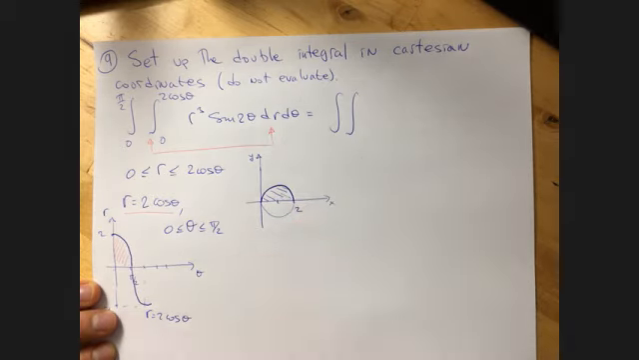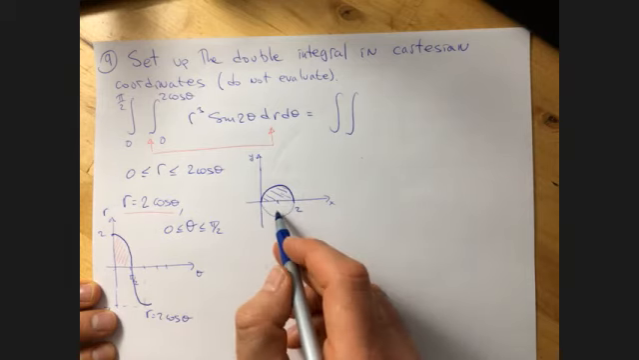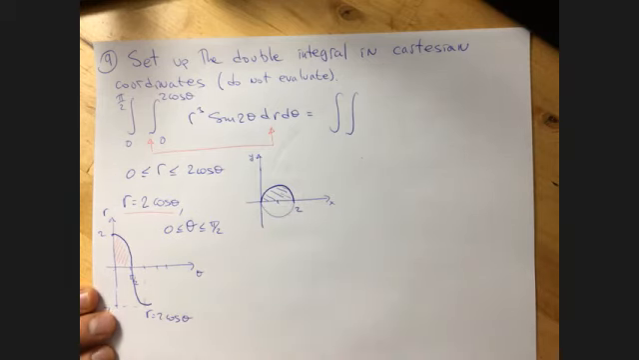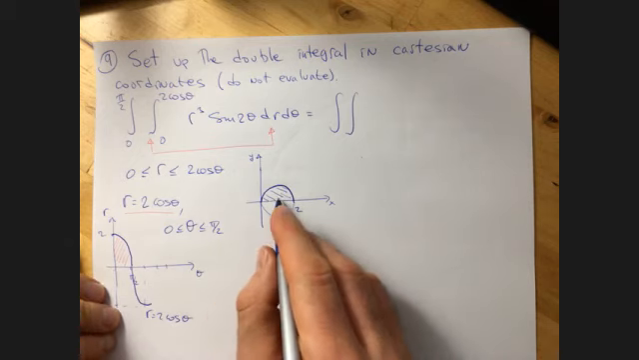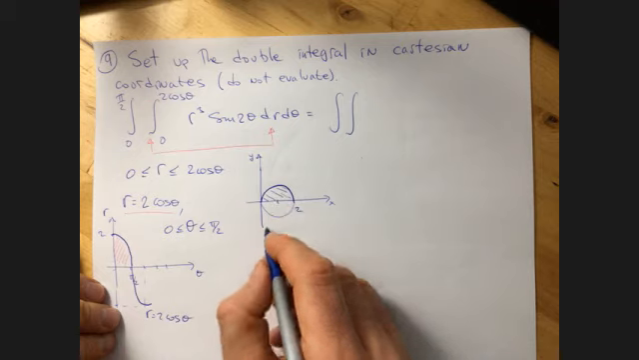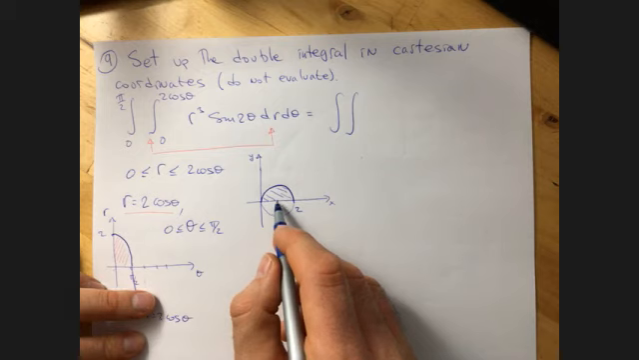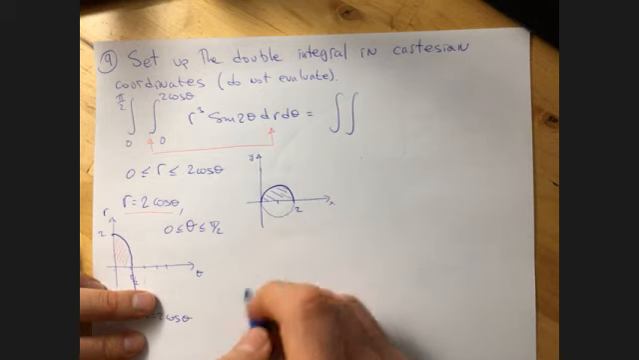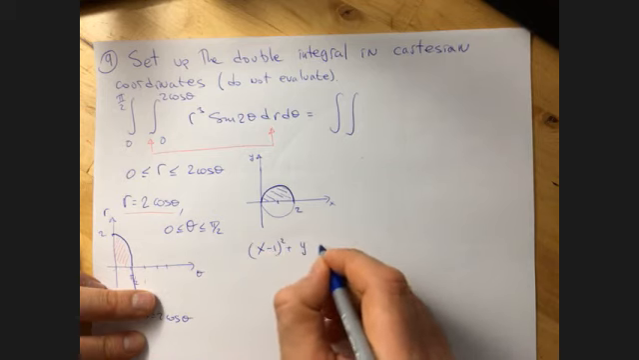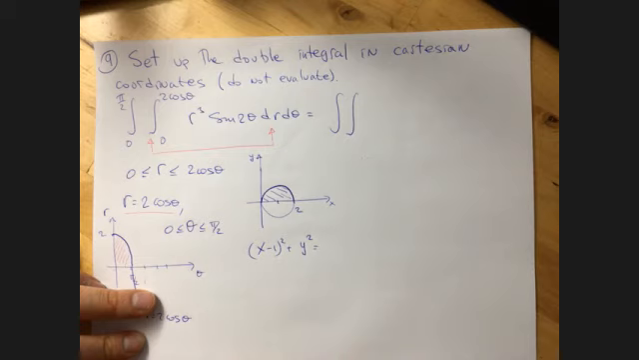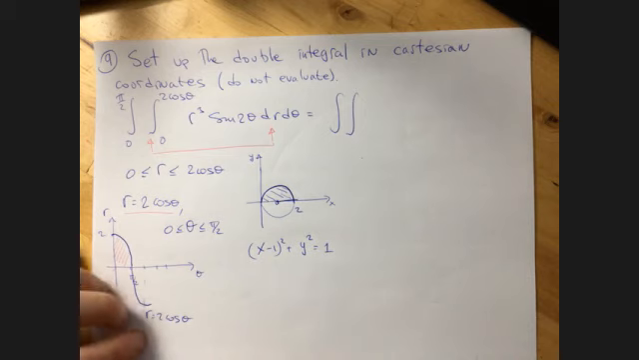So what is the equation of this semicircle? Well, let's find the equation of the circle, and then we'll figure out the equation of the semicircle only. So here I have a circle with center at 1, 0. So that means x minus 1 squared plus y minus 0 squared is equal to, and the radius is obviously 1. Okay.